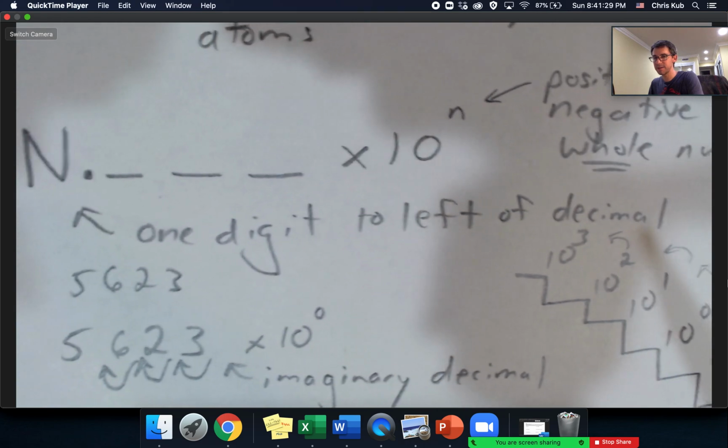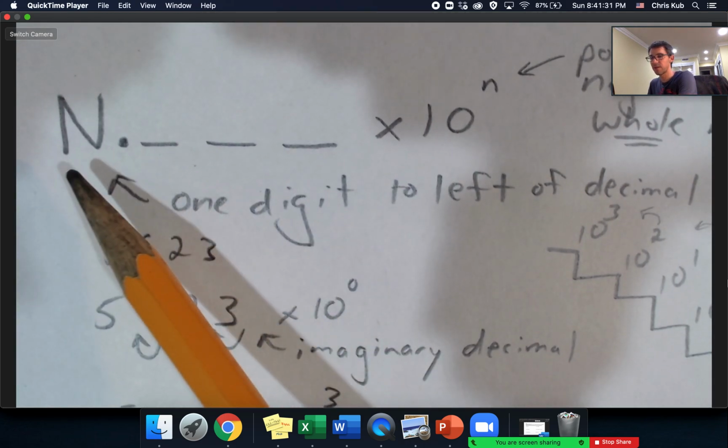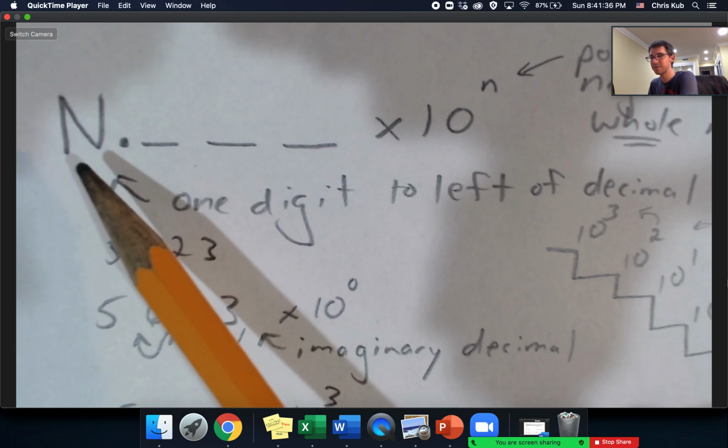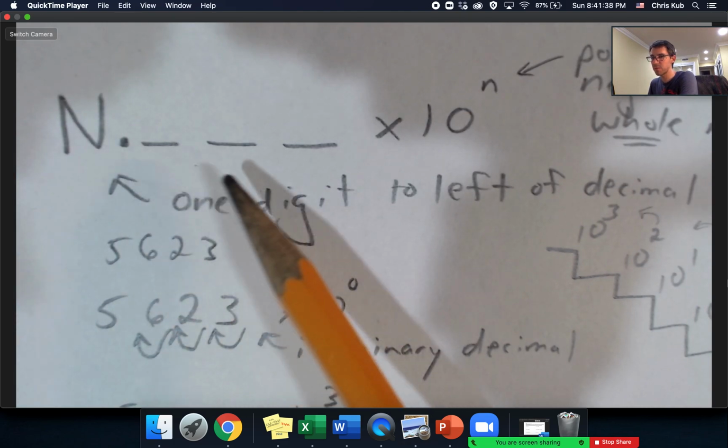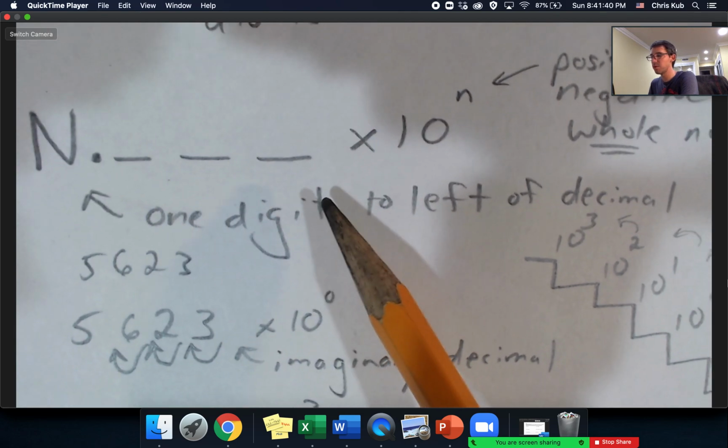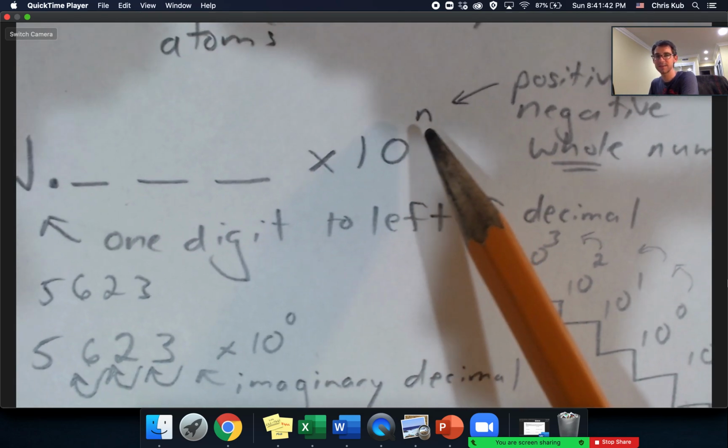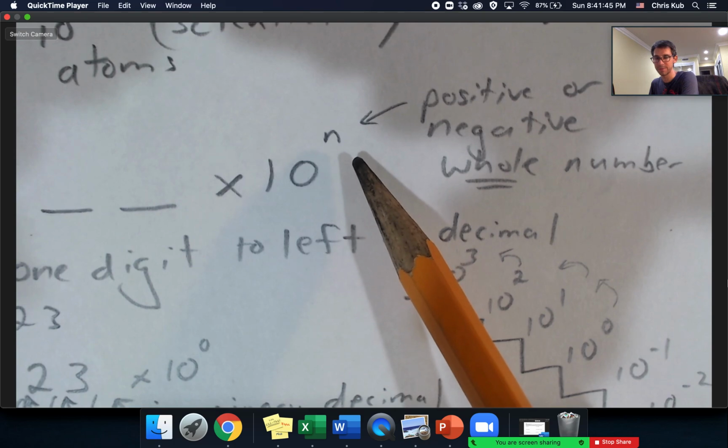To scientifically notate a number, what you do is you write just the leftmost digit of that number to the left of a decimal. And then you can have more digits if you want. And then you multiply by 10 to the some positive or negative whole number.